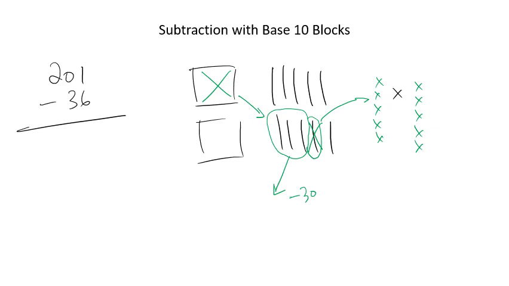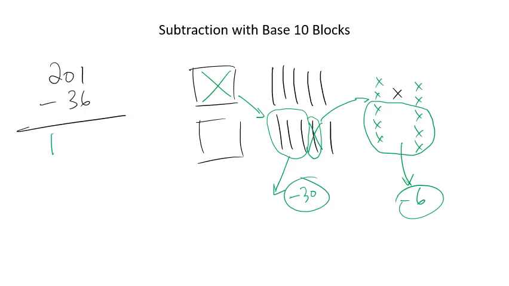And so now we've got plenty of units. So I could take these 6 and remove those. So I've removed my 30 and removed my 6. All right, so now I just got to look and see what I've got left. Well, I've got 100. I've got 1, 2, 3, 4, 5, 6 tens. And then we've got 1, 2, 3, 4, 5 units. So 165. That's it. The same idea of grouping, but in this case, we're trading down instead of trading up.